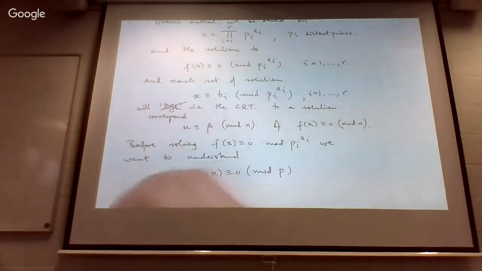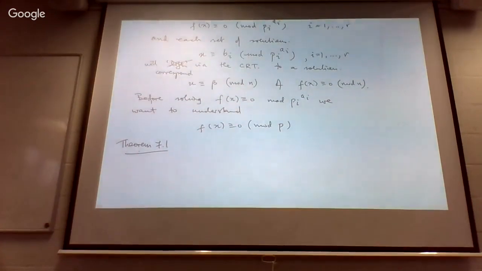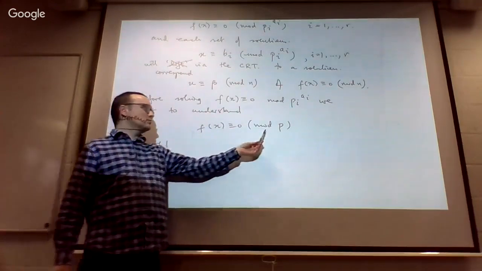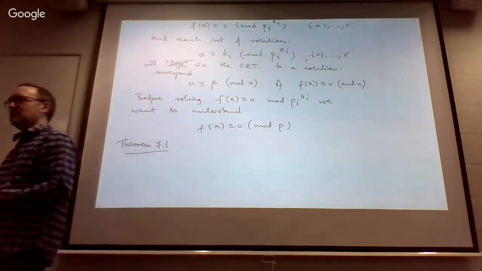This is Theorem 7.1. Now, it doesn't quite tell you how to solve it, but it does give you information about the number of solutions. It gives us an upper bound on the number of possible solutions that this thing might have.